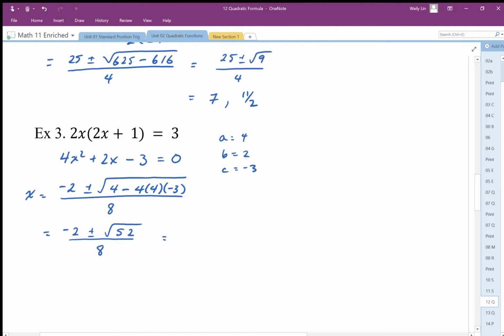Now that's not a perfect square, so we can just leave it in radical form. We don't really want the decimals because we really should be keeping exact values when possible. But we should simplify this, and we should factor out the perfect square of 4. So we end up with 2 root 13. And then we can simplify that fraction by a factor of 2. So we end up with negative 1 plus minus the square root of 13, all over 4. Okay, and this is our final solution.